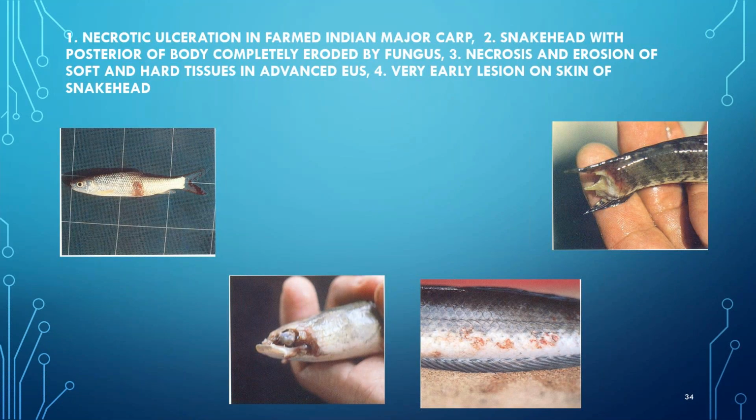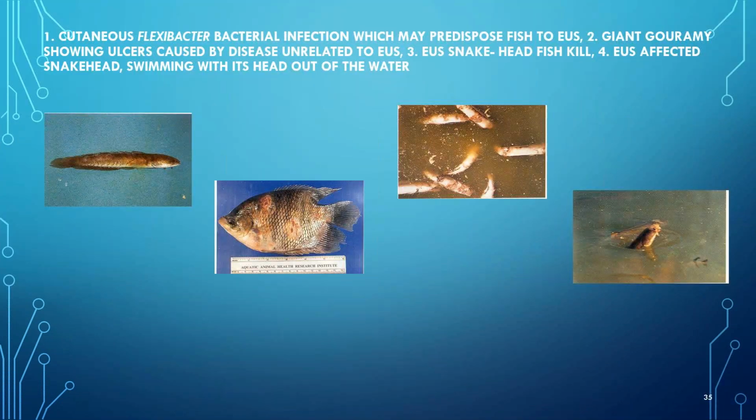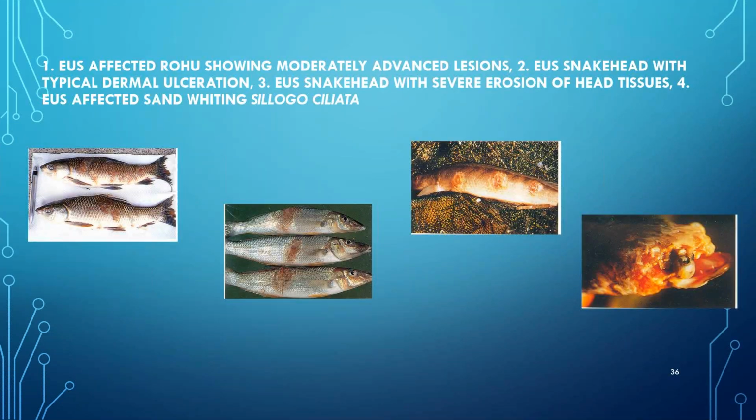These are the necrotic ulcerations in farmed Indian major carps, then snakeheads, with the posterior body completely eroded by fungus. Necrosis and erosion of the soft and hard tissues in advanced EUS, then the early lesions in the snakehead. These are the cutaneous bacterial infections that follow EUS as secondary bacterial infections. Then followed by this in gourami fish, ulcers caused by a disease unrelated to EUS, but EUS results in a sharp drop in the immunity of the fish, resulting in these secondary bacterial infections. Again, EUS affected rohu, then EUS affected sand whiting, Sillago ciliata.